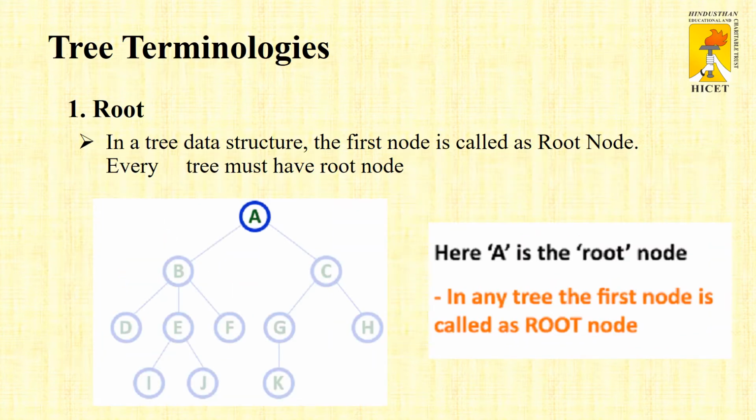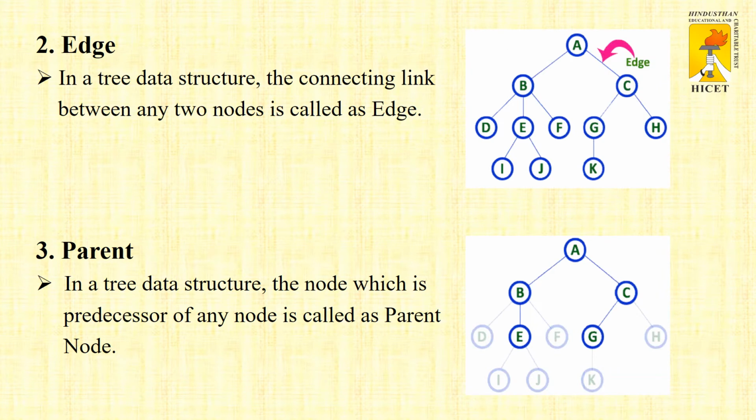So the first terminology is root. What is a root? The first node in the tree is called the root node. Every tree must have a root node, so there is no tree with no root node. Here in this example, A is the root node. And the second is edge. Edge is nothing but the connecting link between the two nodes.